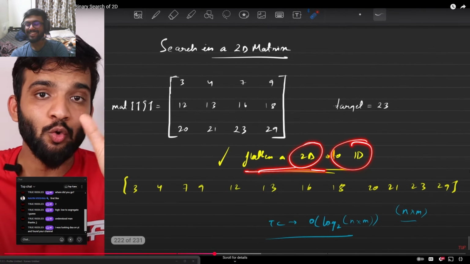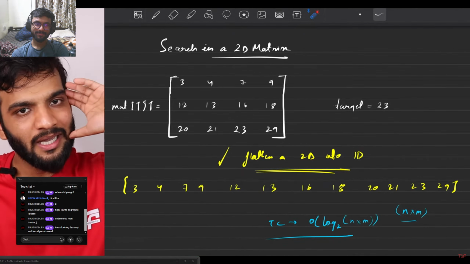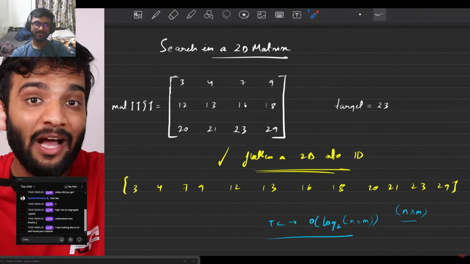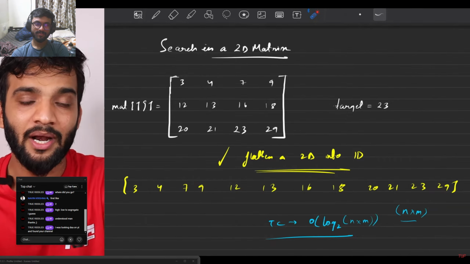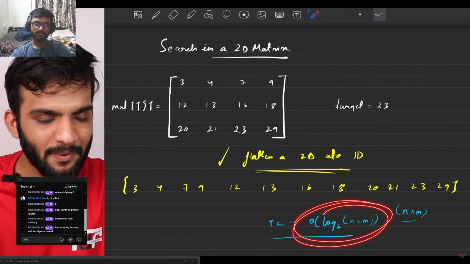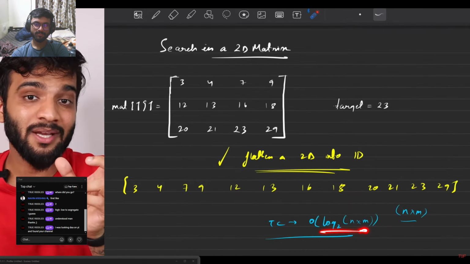Flatten a 2D into 1D, not in the real world, in my brain, just hypothetically. If I can do that in my imagination, if I can reduce some formula and do that, I can actually search in a 1D array in a time complexity of big O of log of n cross m.